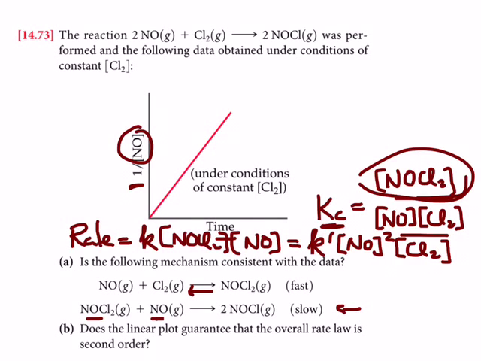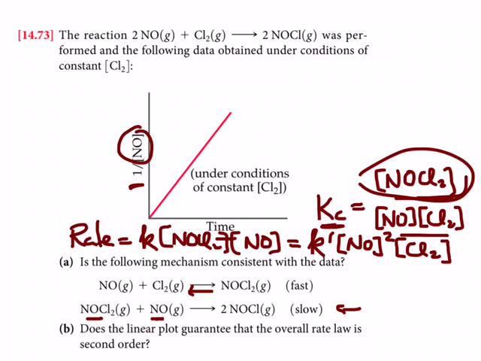So it looks like if that first step was supposed to actually be a fast equilibrium step, then it would be consistent with what we see here, because the graph shows second order NO, and that shows second order NO as well.